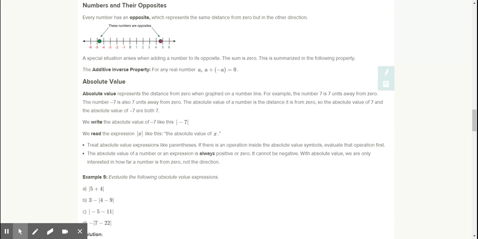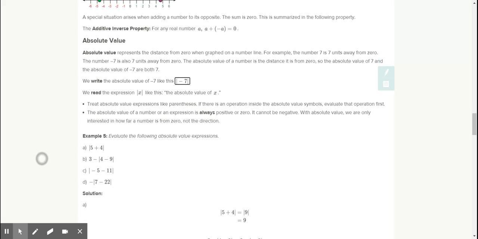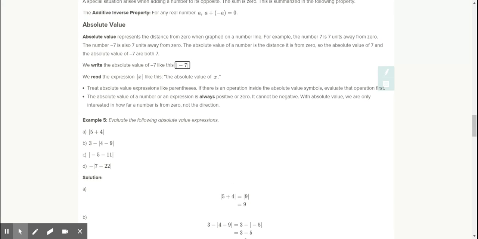So when we write the absolute value of -7, it looks like this. You're going to have 2 bars that go up and down, and you're going to put that -7 right in the middle of it. We read the expression, the absolute value of x, like this. We would say the absolute value of x. So treat absolute value expressions like they are parentheses. If you were working with PEMDAS, you would treat them like they were parentheses. If there is an operation inside the absolute value symbols, evaluate that operation first.